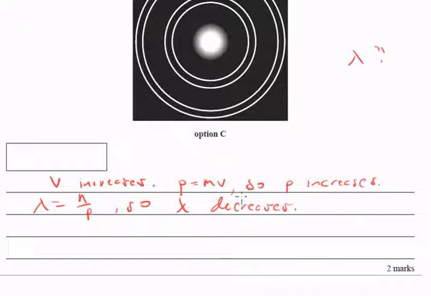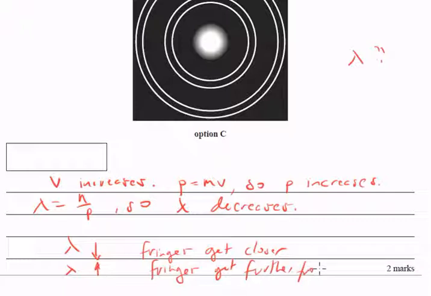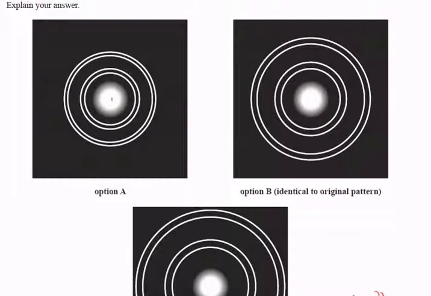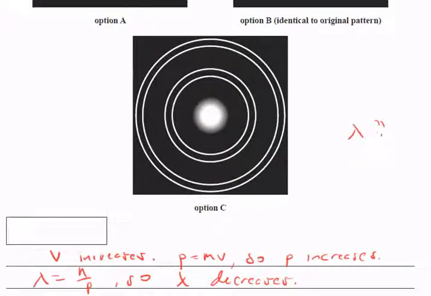Now this is something you might want to have on your cheat sheet. When lambda goes down, the fringes get closer, and when lambda goes up, the fringes get further from each other. We've got lambda going down, it's decreasing, so the fringes get closer. So if the original pattern was B, the fringes get closer to each other, so that must be A, the answer A.